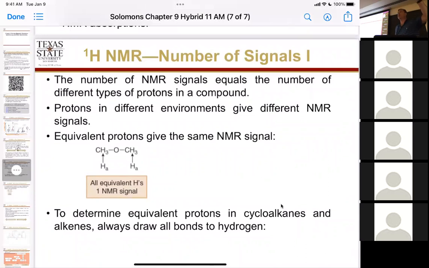So we're on the first one, number of signals. How do we get the different number of signals? Well, that means that the hydrogens have to be in different electronic environments. Let me describe that here using this one right here.